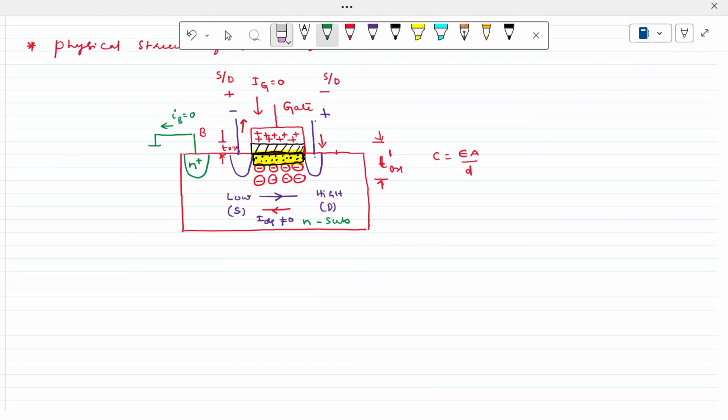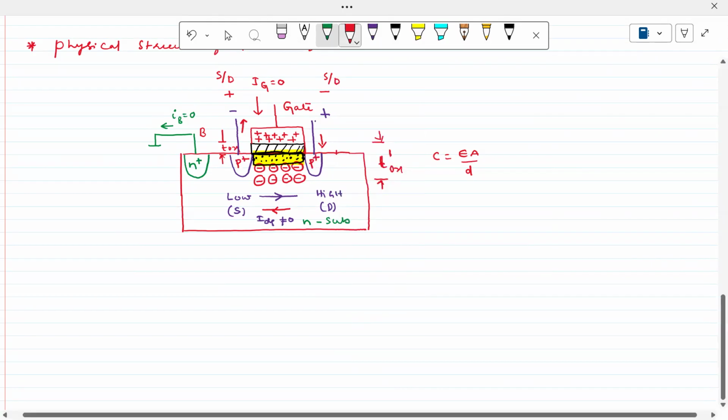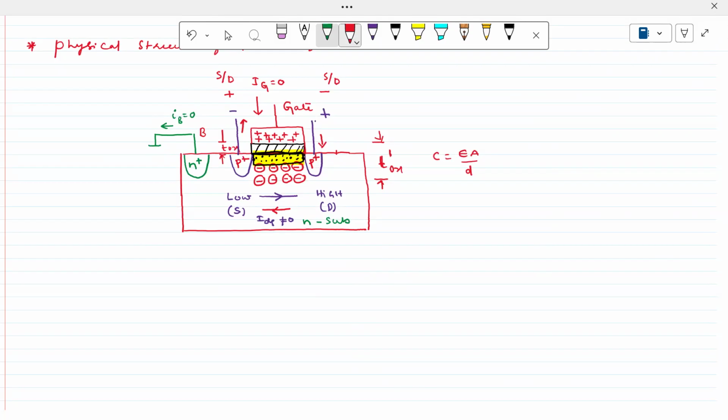What is the source terminal and drain terminal? P plus and P plus, right? Okay. What are the immobile carriers type? It should be positive, right? Okay.